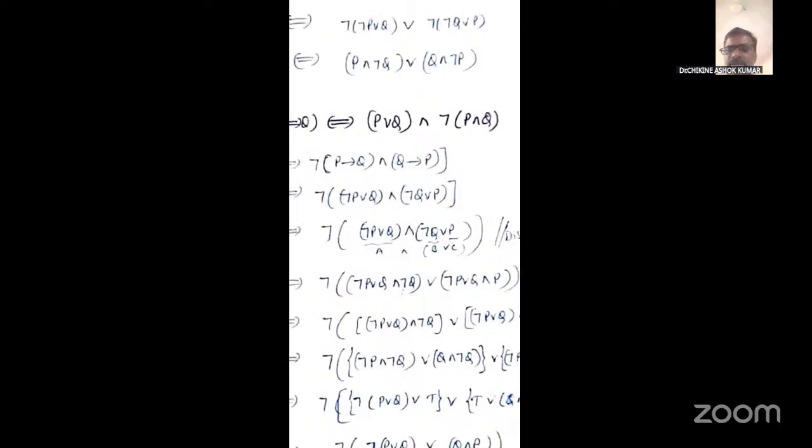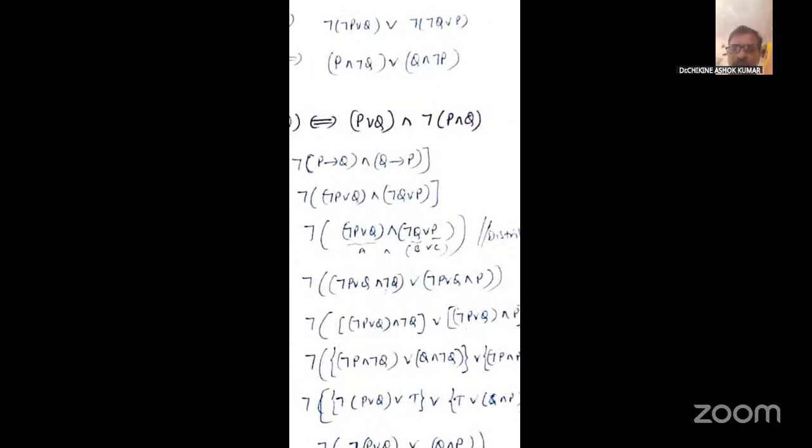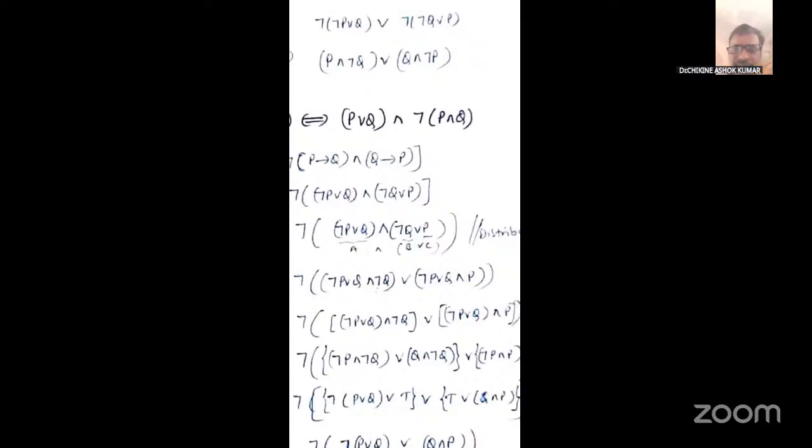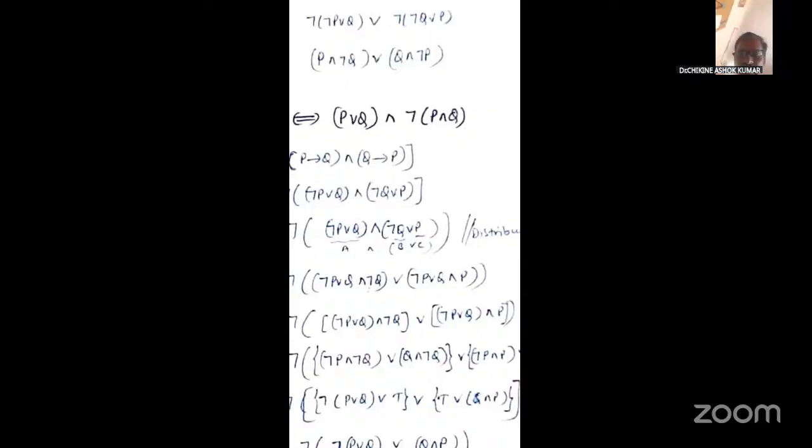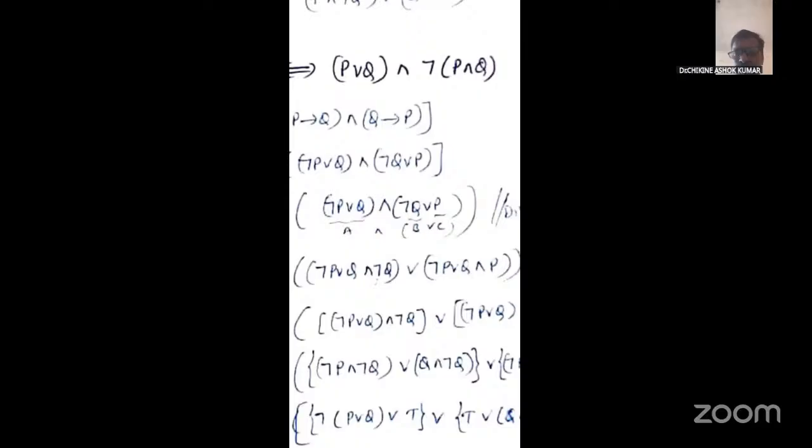So A intersection B means what is A here? Negation P union Q. Intersection B means negation Q. Union again A intersection C. A means negation P union Q. Intersection C means P. This is the distributive property. After writing the distributive property, the above equivalence relation can be converted like this.